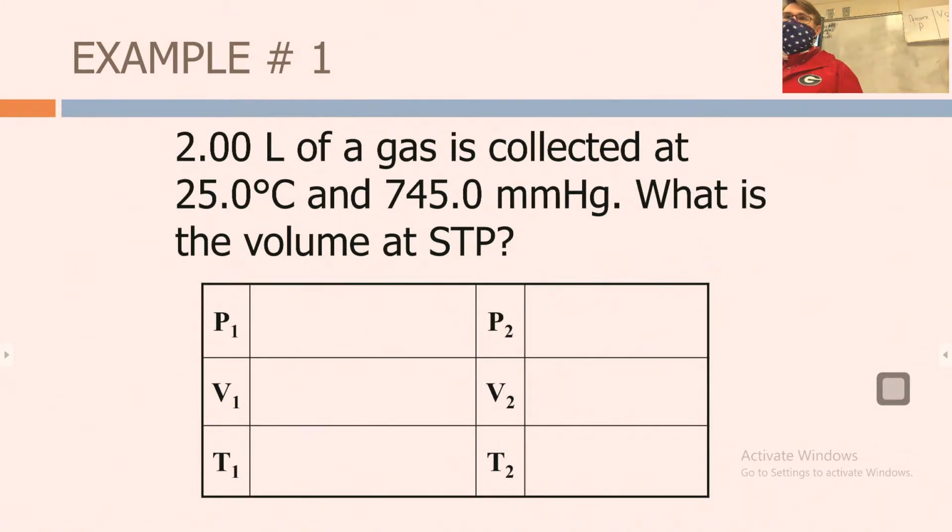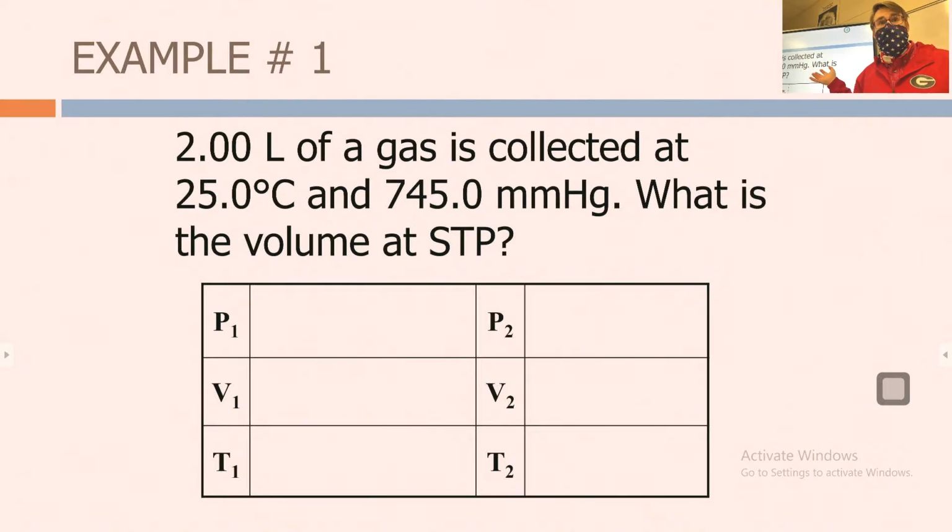2 liters is what? V1. Don't just say volume. There are two different types of volume. What is 2.0 liters? V1. What is 25 degrees Celsius? T1, but it needs to be Kelvin. So 298 Kelvin. What is 745 millimeters of mercury? That's P1. Cool. So we have all the ones. What does it mean when it says, what is the volume? So V2 is, we don't know.